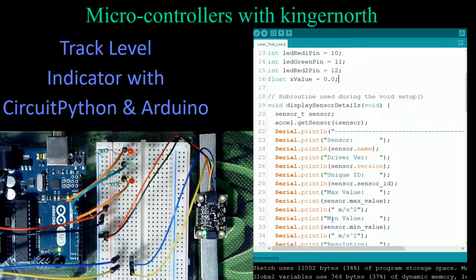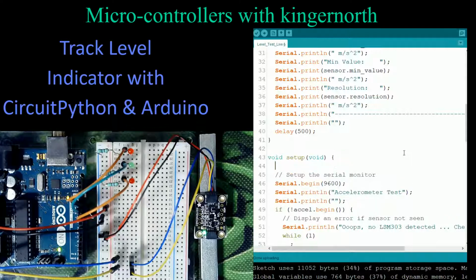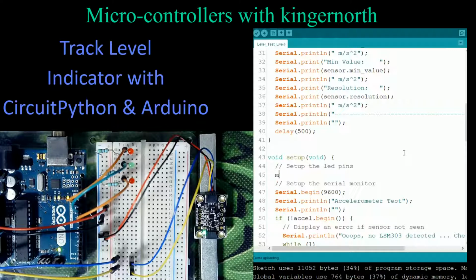So let's go down here to our setup. Here's our void setup. I'm going to go in front of this here, and I've got to set up the LED pins. This is our normal pin mode that we use, and I'm going to make this one LED red 1 pin. That should be familiar from up top, and I'm going to set it as an output.